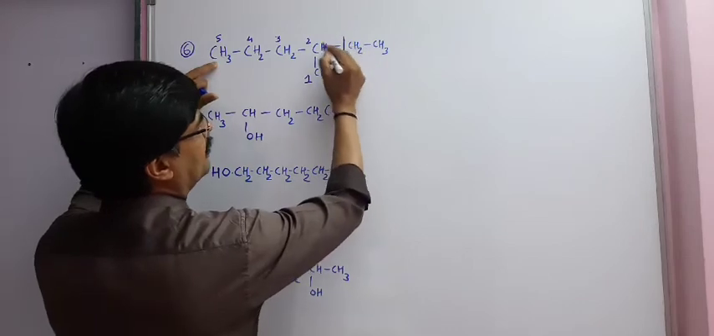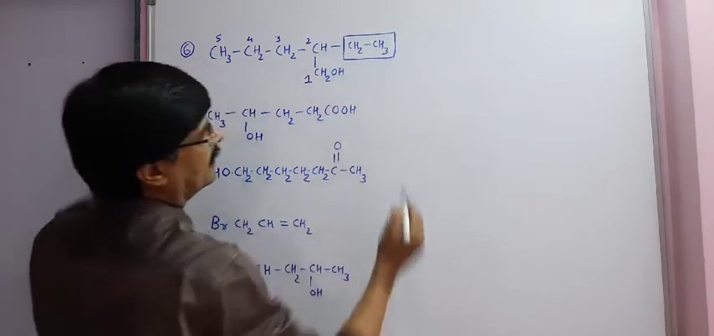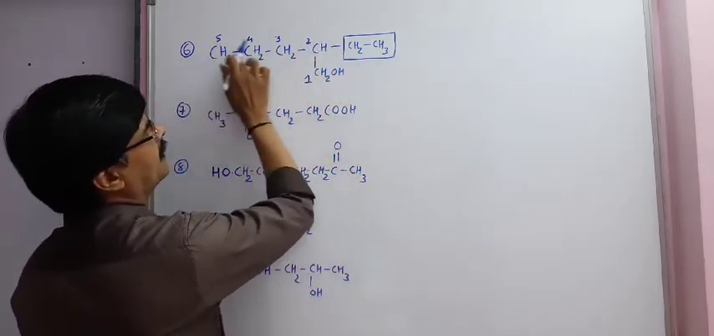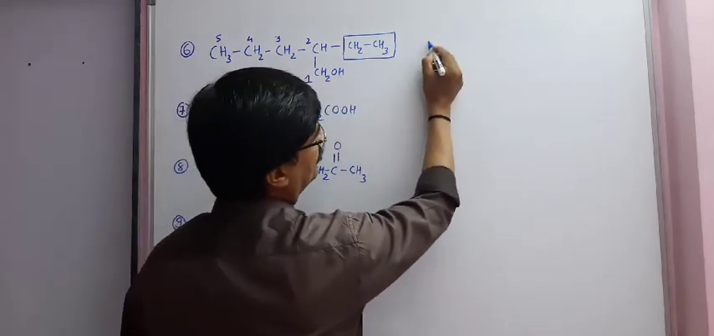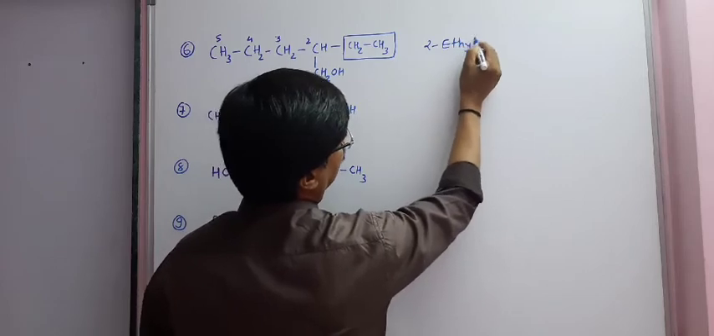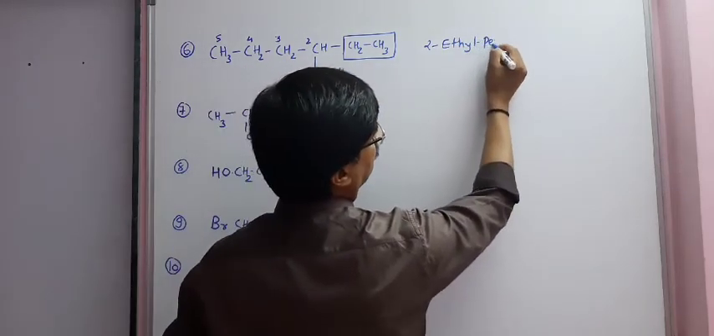Now on second number carbon we have an ethyl group, and the total number of carbon atoms are 5 with the OH group on first carbon. So the name of the compound will be 2-ethyl pentan-1-ol.